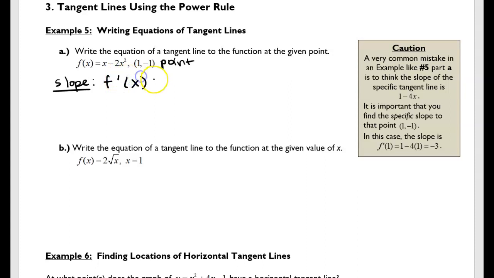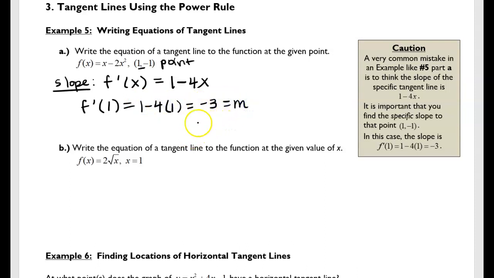So f prime of x, the derivative of f, is 1 minus 4x. Now what's important for you to realize is that is not my slope yet. That's the formula to find my slope at a given x. So now to find my particular slope, I'm going to evaluate it at the x value from my point, which was 1. So 1 minus 4 times 1 gives me negative 3. So this is my slope, m.